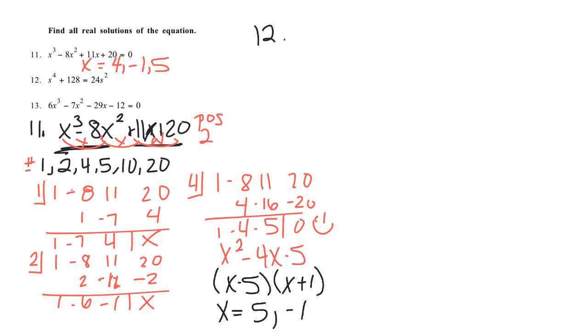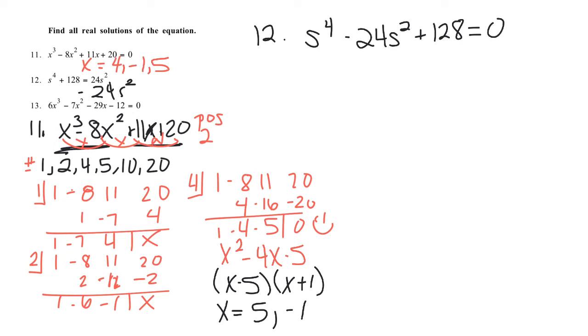Okay, number 12. s to the 4th. Now I want to move the negative 24s squared over, so minus 24s squared. I want to put them in order from highest exponent to lowest exponent, plus 128 equals 0. Now this is a polynomial in quadratic form.